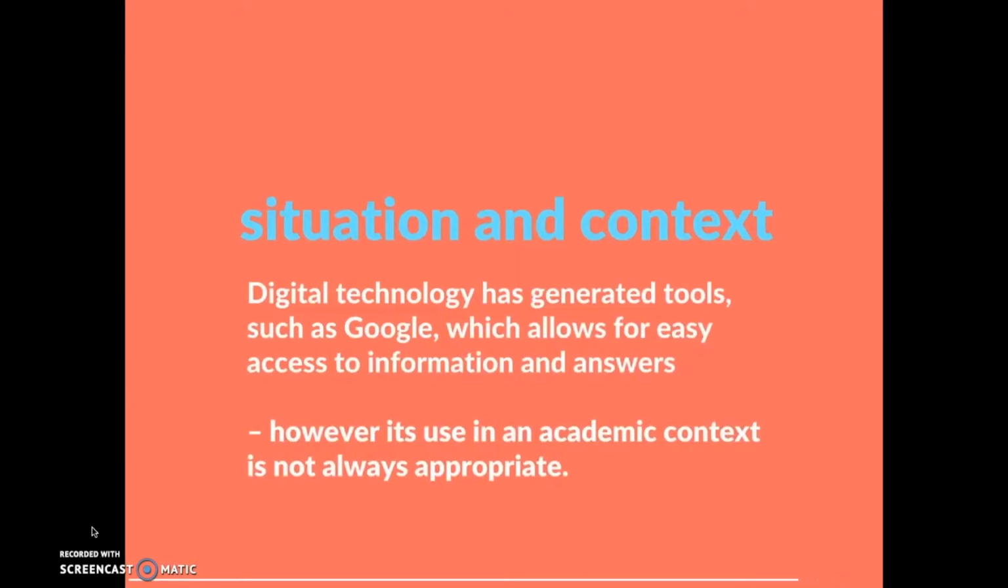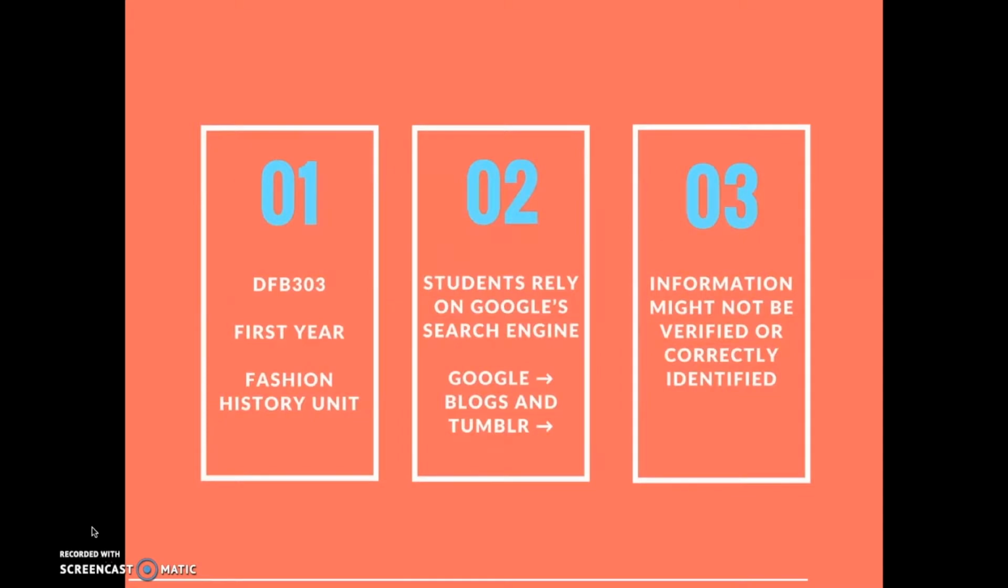Digital technology is a part of our everyday life, and it has changed the way we process, gather, and even access information. For example, Google's search engine is a universal tool we use to answer the most simple to complex questions. And while this may give us an insight into some commonly known information, it's not always appropriate in an academic context. Generally speaking, students rely on Google's search engine as the first point of call when looking for historical information and images. However, Google links students to sites such as blogs and Tumblr, where information might not be verified or correctly identified.